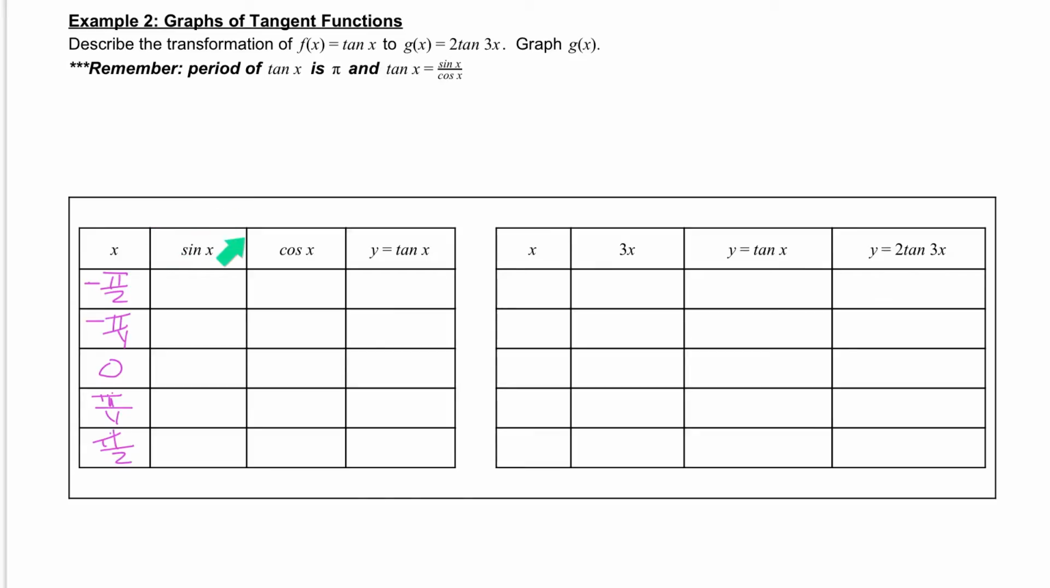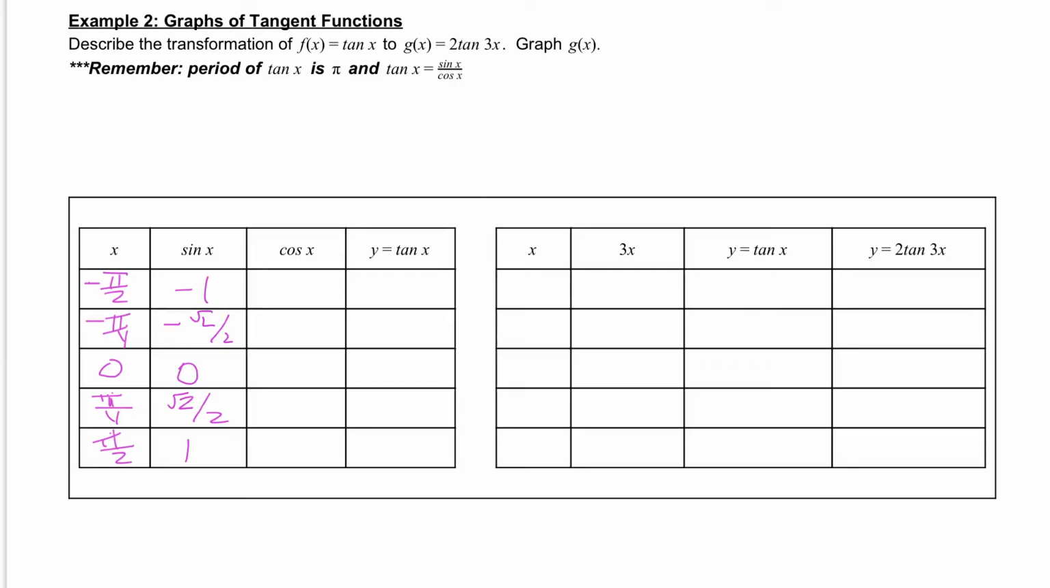Then what we're going to do is evaluate the sine function of these values. So what is the sine of negative pi over 2? That's negative 1. The sine of negative pi over 4 is negative square root of 2 over 2. If you don't know where these numbers are coming from, raise your hand and I'll come around and help you. But it's coming from the unit circle. The sine of 0 is 0. The sine of pi over 4 is positive square root of 2 over 2. And the sine of pi over 2 is just 1.